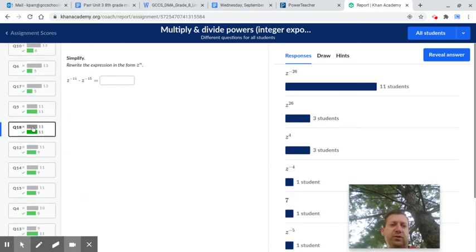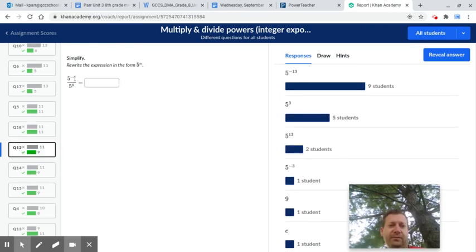Let's do a couple more of the multiplication ones. So you're going to add together negative 11 plus negative 15. So it's saying you've got 11 negatives, then you add 15 more negatives to that. So then you would have 26 negatives, which would be z to the negative 26th.